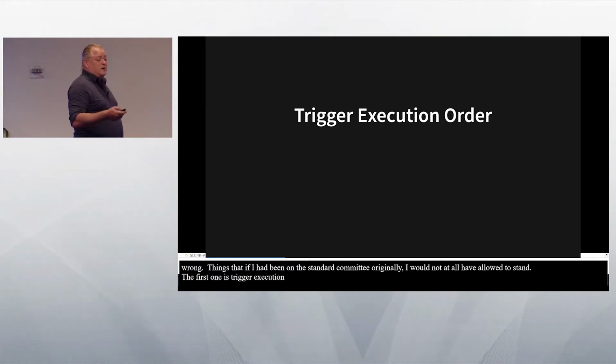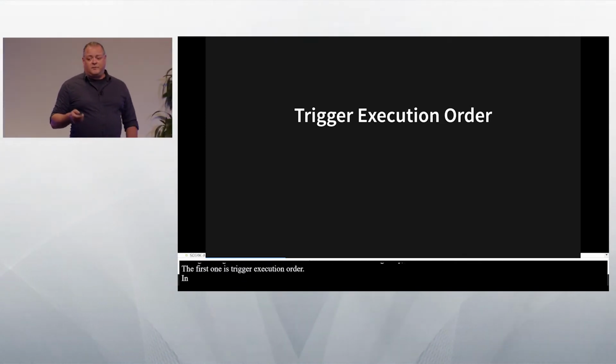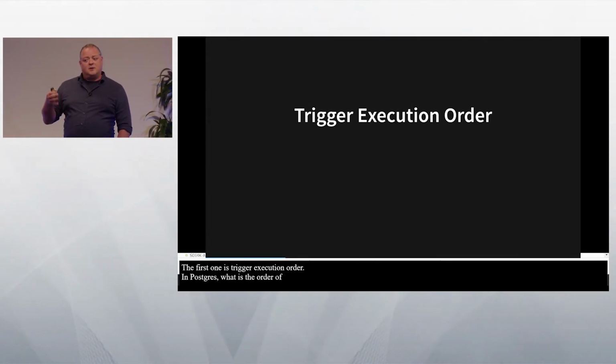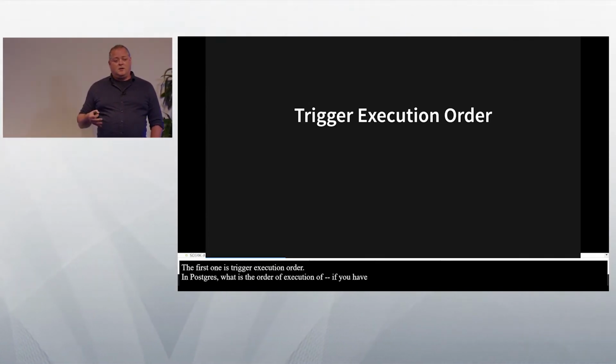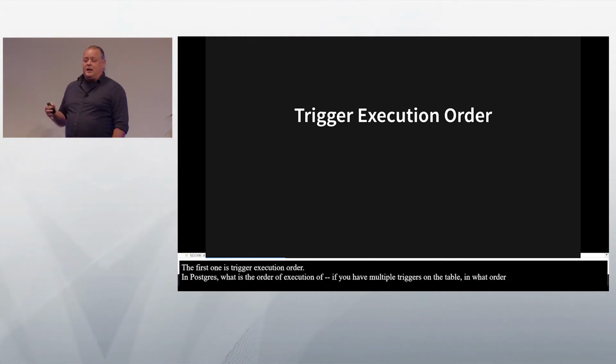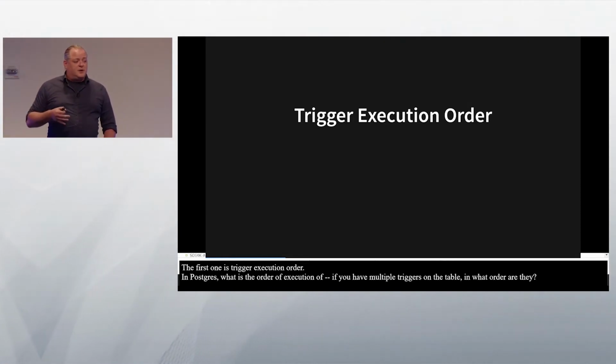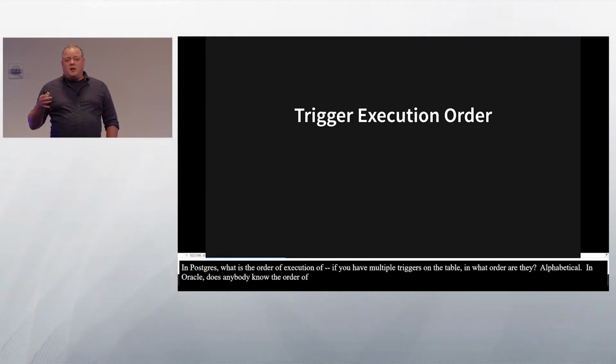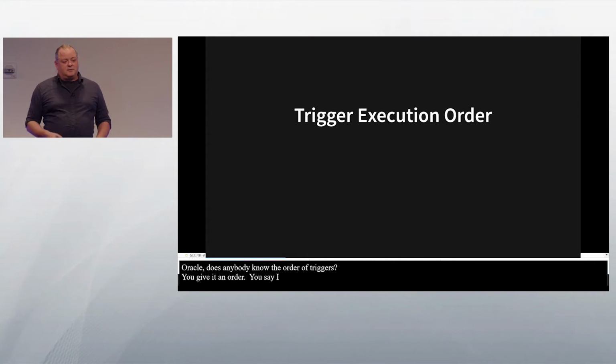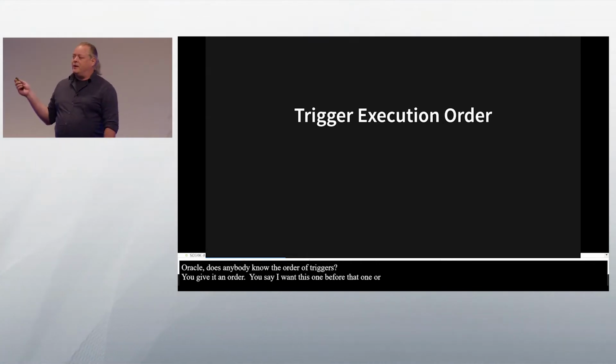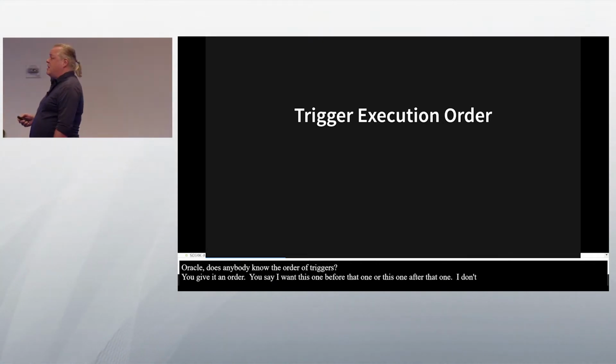In Postgres, what is the order of execution of a trigger? If you have multiple triggers on a table, in what order are they? Alphabetical. In Oracle, does anybody know the order of triggers? I think you give it an order. You say, I want this one before that one, or this one after that one. I don't know what other systems might do.